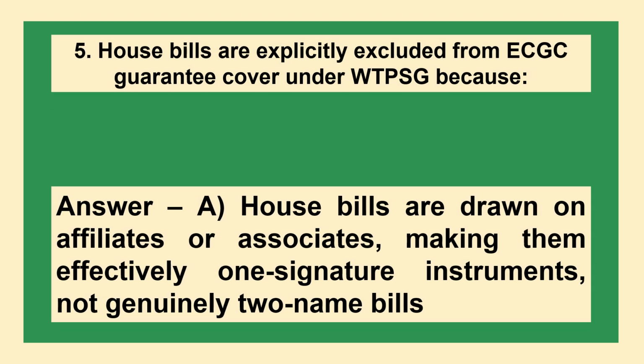The answer is option A. House bills are drawn on affiliates or associates, making them effectively one-signature instruments, or not genuinely two-named bills.